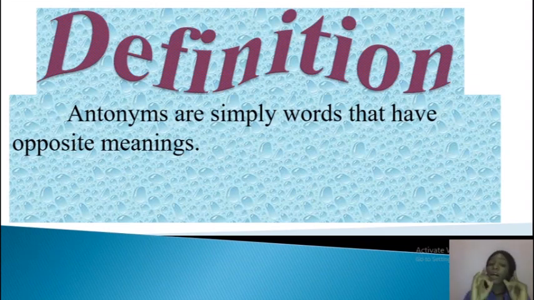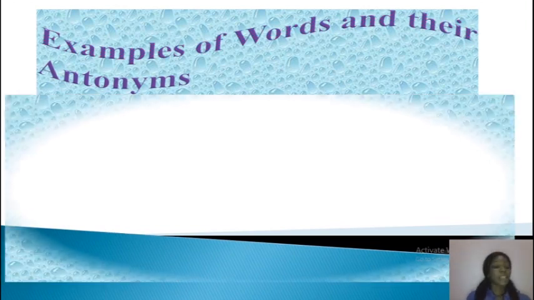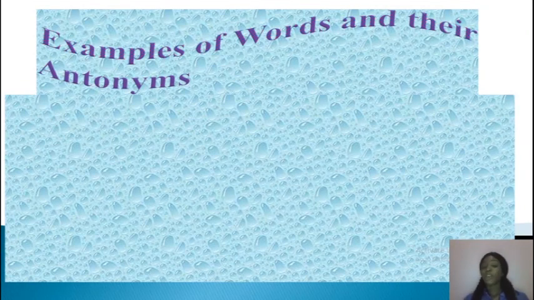Now, to a word, there could be more than one antonym. One word could have 2-3 words that oppose it. Is that clear? So let's go over to number 2 specific objective, which is examples of words and their antonyms. Now I'm going to be giving you just 10 examples of words and their antonyms. Let's actually look at some of these words.